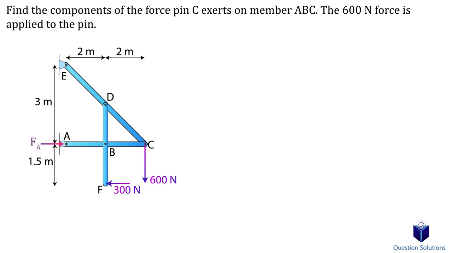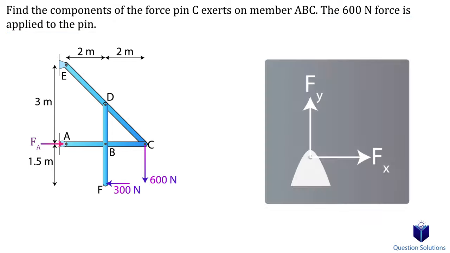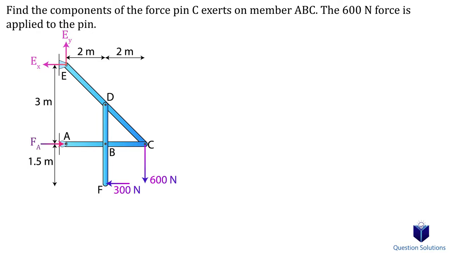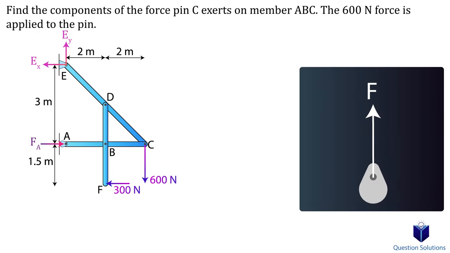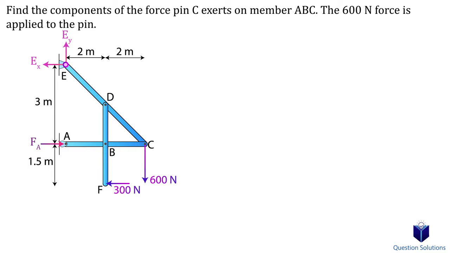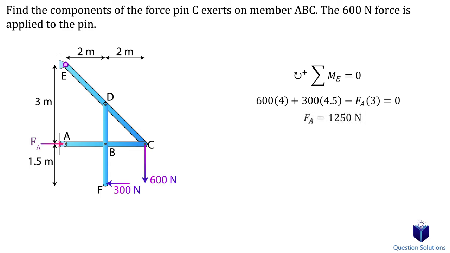We can do that by thinking of this whole frame as a single object without breaking it into pieces. Note that the 600 Newton force is applied to the pin, which means it's not an internal force. At support E, we would have two reactions, one in the x direction and another in the y direction. At A, which is a roller, we'd have a single reaction in the x direction. If we write a moment equation about point E, we can eliminate those reactions and figure out the force at A.